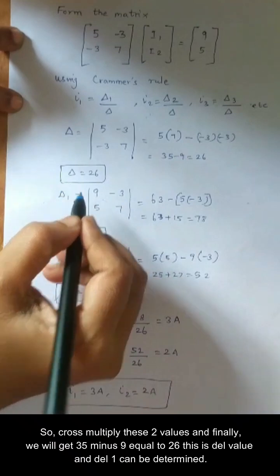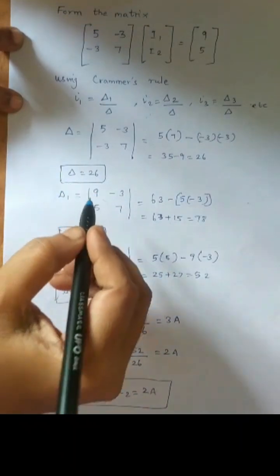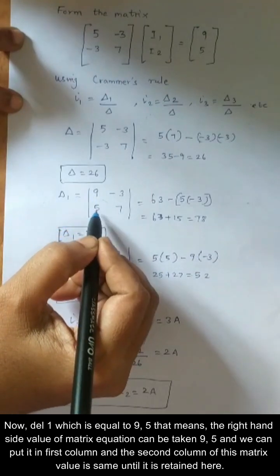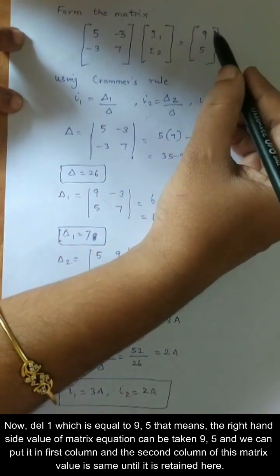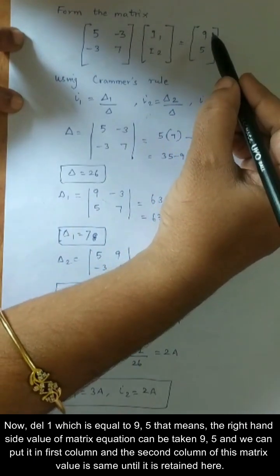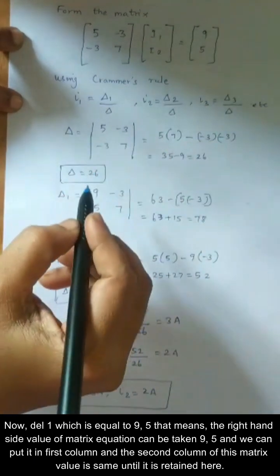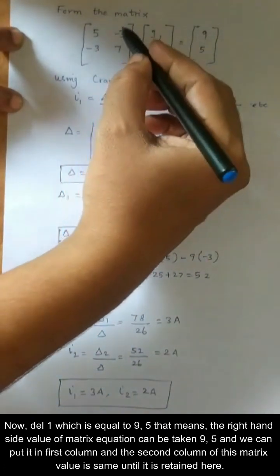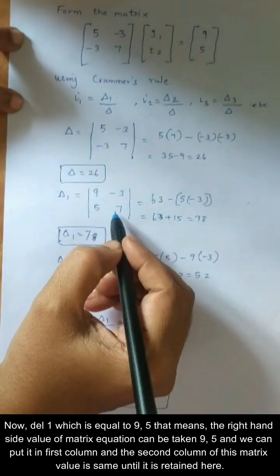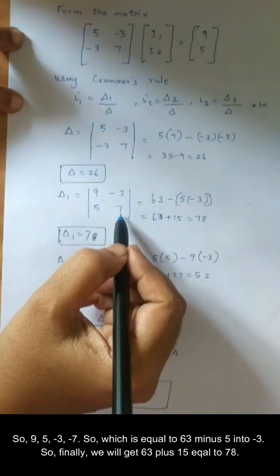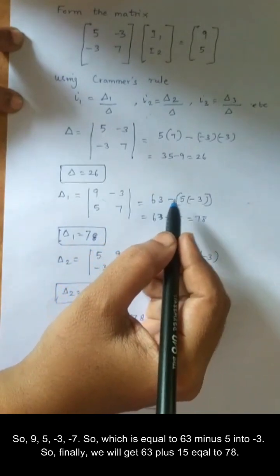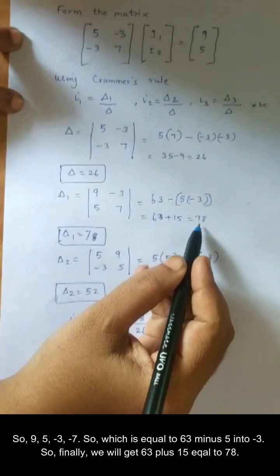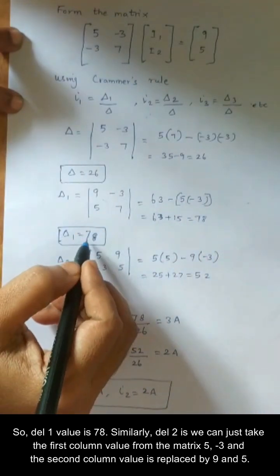This is the del value. And del 1 can be determined. Del 1: the right-hand side values of the matrix equation, 9 and 5, are put in the first column, and the second column of the matrix is the same and is retained here. So 9, 5, minus 3, 7, which is equal to 63 minus 5 into minus 3. Finally we get 63 plus 15, 78. So del 1 value is 78.